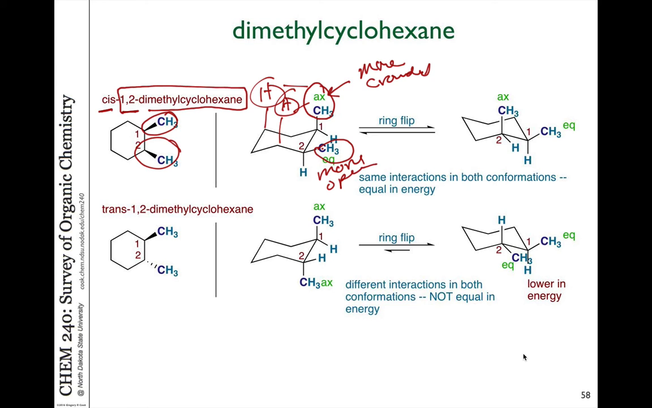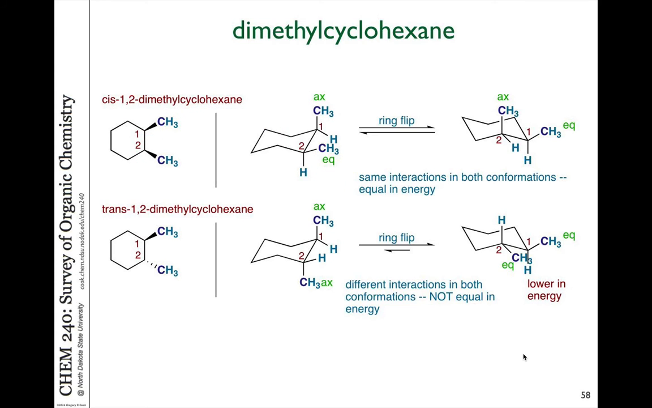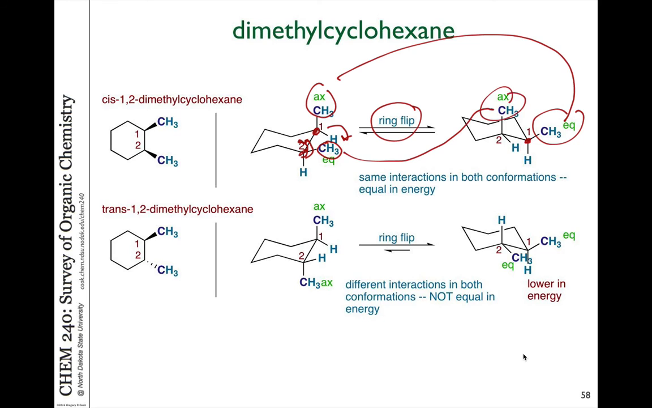Now what happens if we take this situation and we do the ring flip? All positions on the ring will flip, and I'm just going to highlight in particular this carbon and this carbon, because this flips down and this twists up. So what happens is this axial methyl group will become equatorial when that carbon flips. Whereas this equatorial CH3 group, as that shifts up, will become axial.